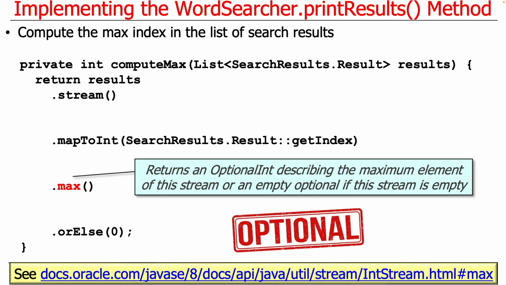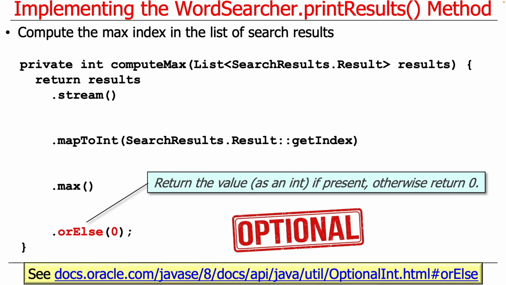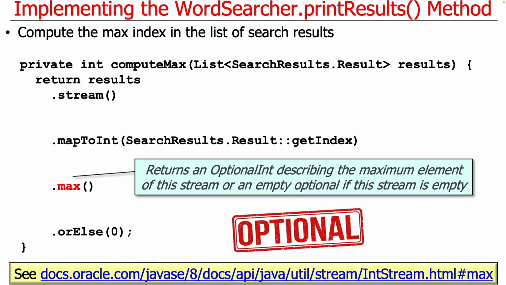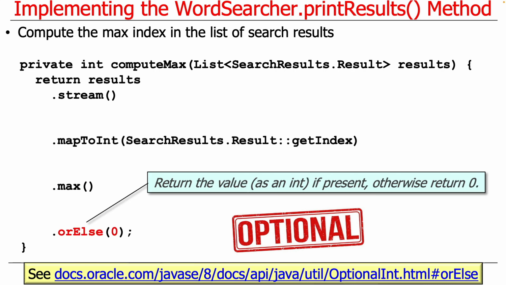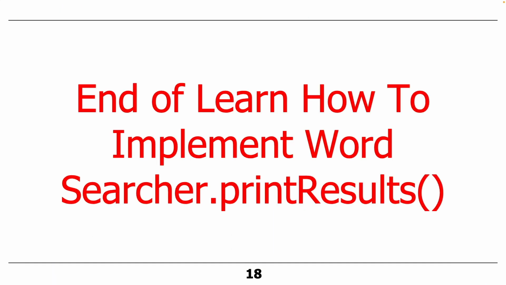And so that returns an OptionalInt that describes the maximum element in the stream, or an empty optional if the stream is empty. The stream will not be empty in this case, but if it were to be empty, we have to prepare for it. So that's why we use the orElse method, which, as you can see, will return 0 if there was nothing in the stream. So this is a good example of using mapToInt to turn that stream of Result reference types into a stream of ints. Then we can use max on that to get the maximum value. So that's the end of that implementation discussion.